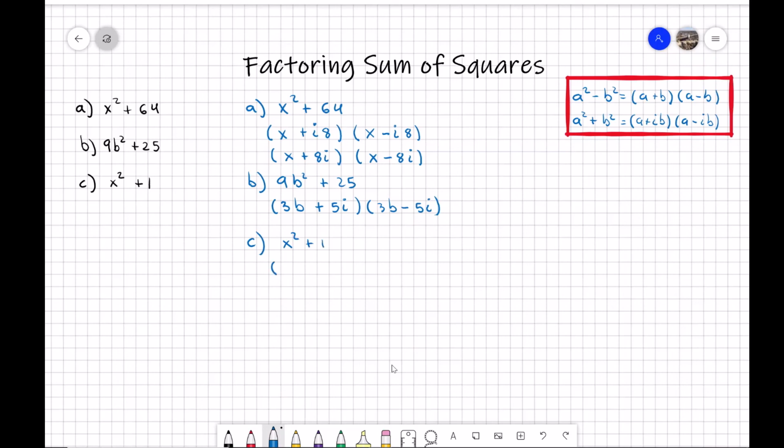So if we factor this, we're gonna end up with x plus 1 times i, which is basically i, and x minus i times 1, which is again i.